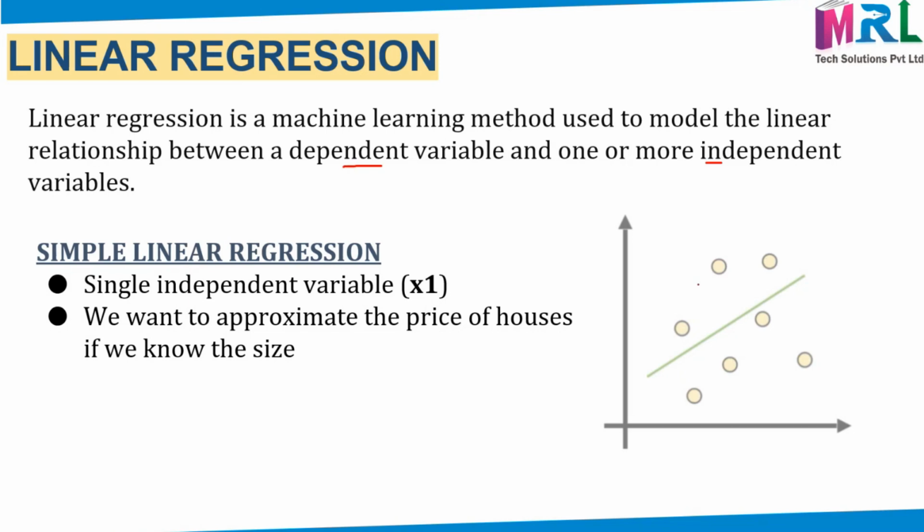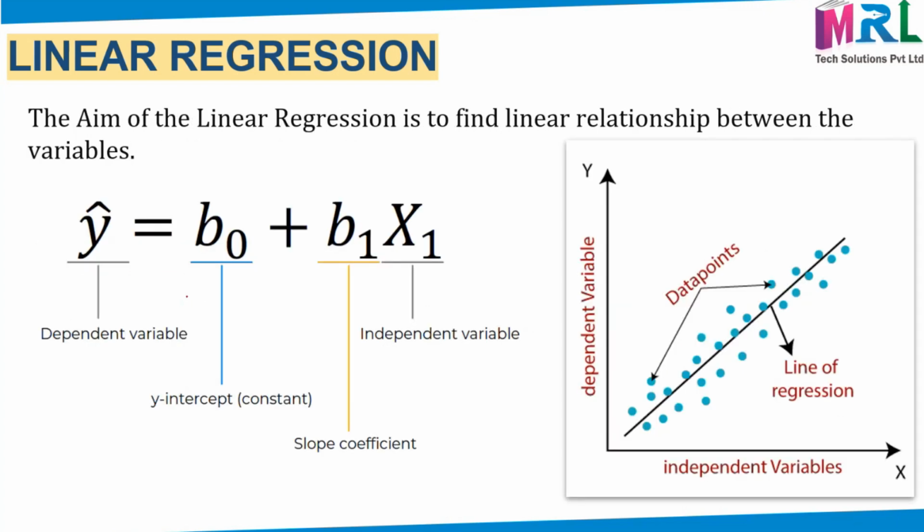Okay, I will explain with an example. There are two types of linear regression. One is simple linear regression and the other is multiple linear regression. The simple linear regression has a single independent variable and one dependent variable. The dependent variable is always one and the independent variable is one. Okay, we will see from the example.